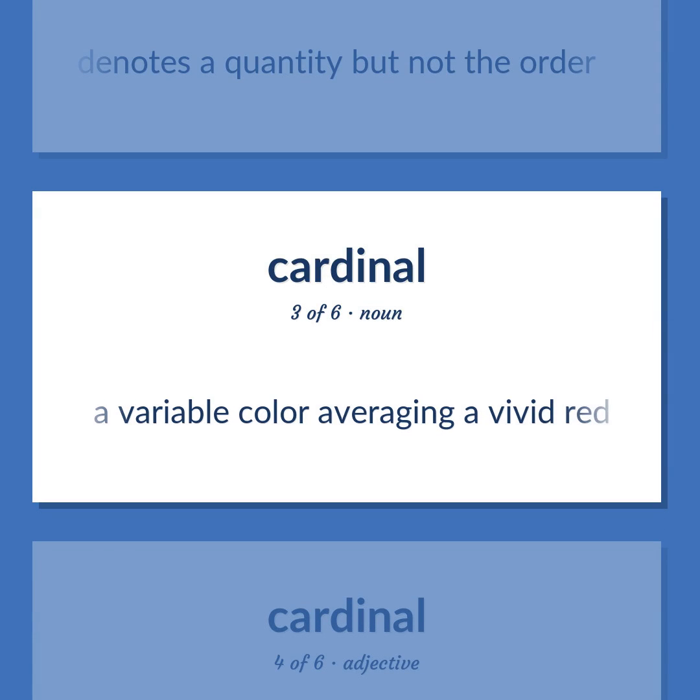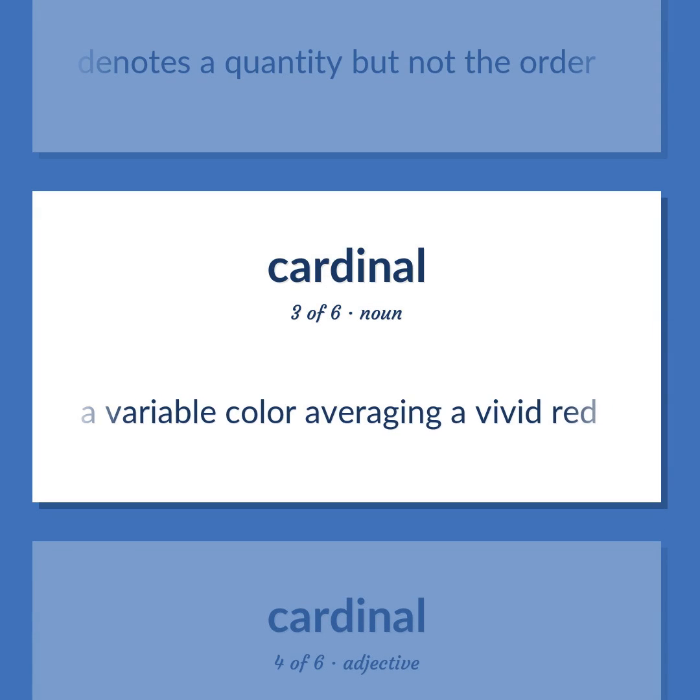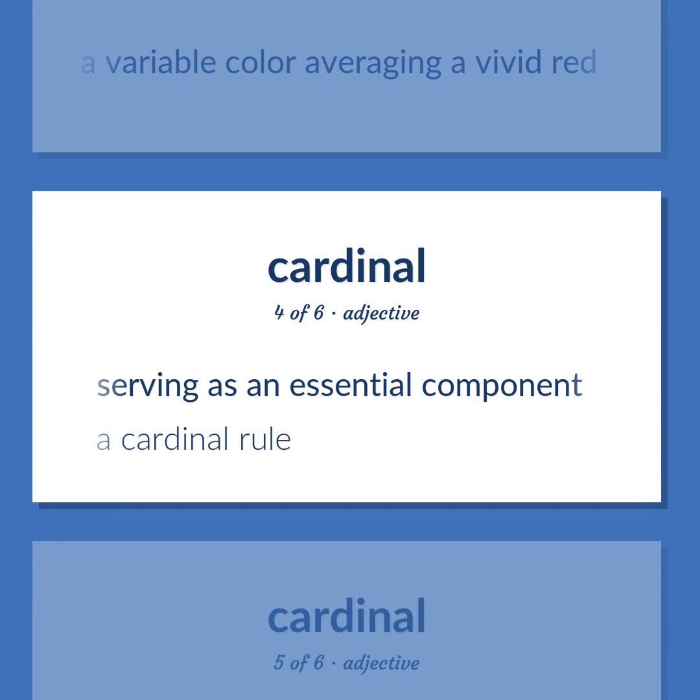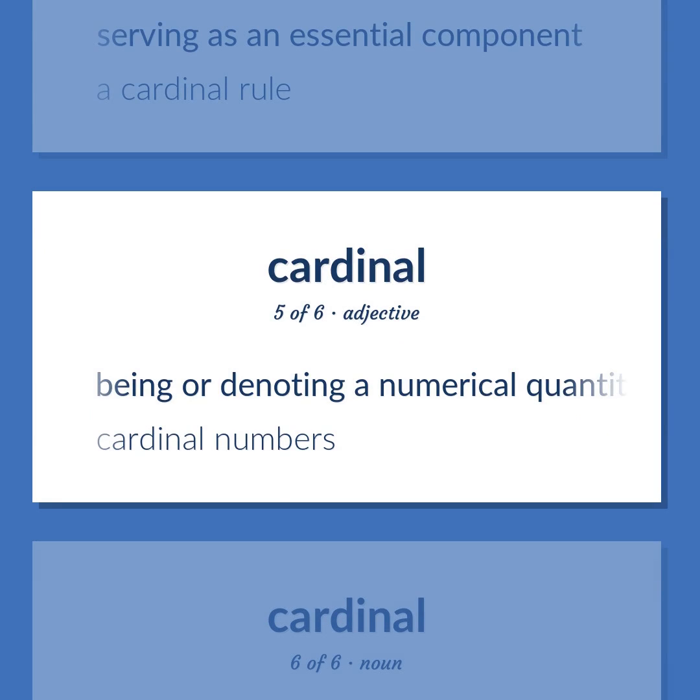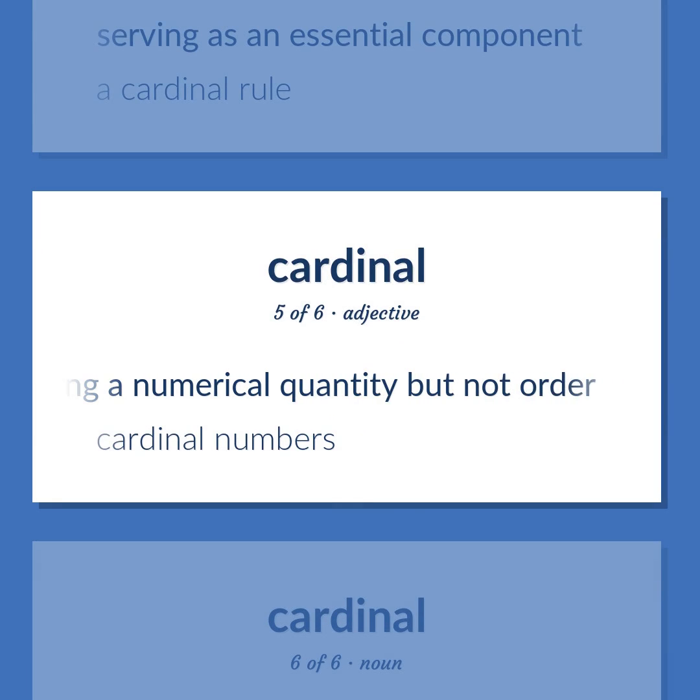A variable color averaging a vivid red. Serving as an essential component. A cardinal rule. Being or denoting a numerical quantity but not order. Cardinal numbers.